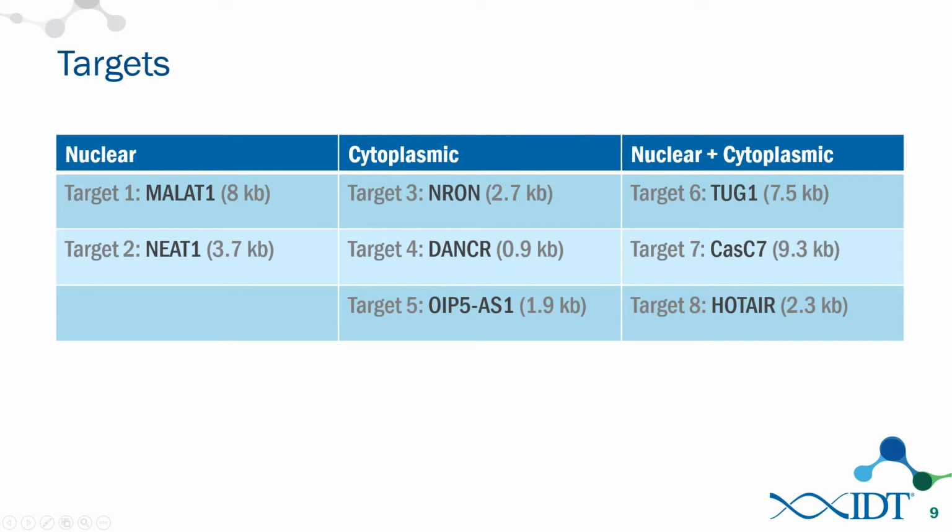The long non-coding RNAs that were studied varied in cellular localization as well as in length. The nuclear targets are MALAT1 and NEAT1. The cytoplasmic targets are NRON, DANCR, and OIP5-AS1, and the dual localized long non-coding RNAs were TUG1, CASC7, and HOTAIR. The longest long non-coding RNA looked at is 9.3 kb in length, while the shortest one was just under a kb in length.